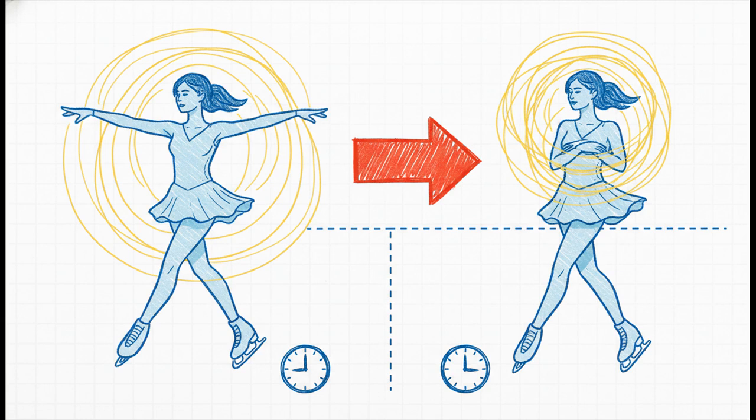Think about it. When they're spinning with their arms out, they're going at a certain speed. But the second they pull their arms in tight to their body, whoosh, their rotation speeds up dramatically. Well, the storm does the exact same thing. As that downdraft squeezes the rotation, forcing it into a narrower and narrower column, the spin just accelerates violently.